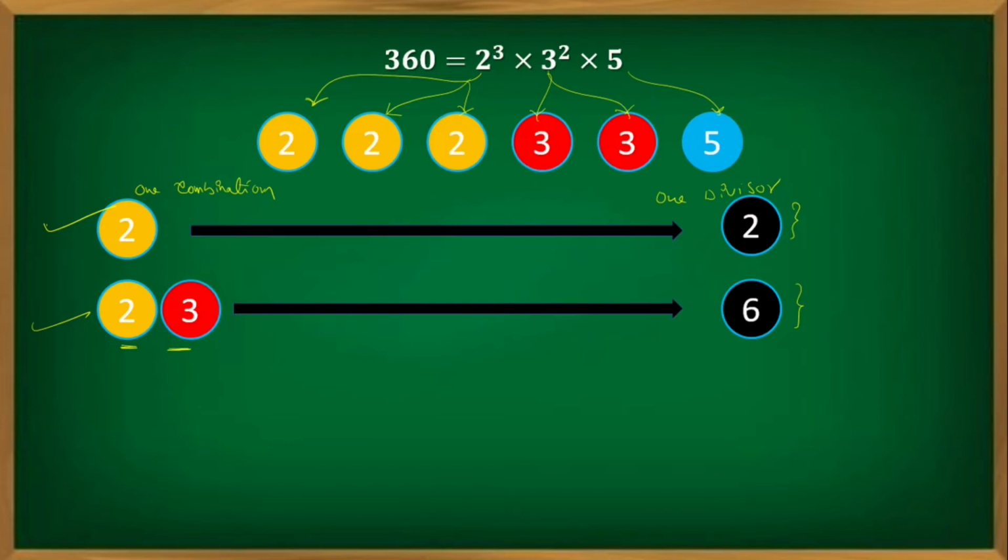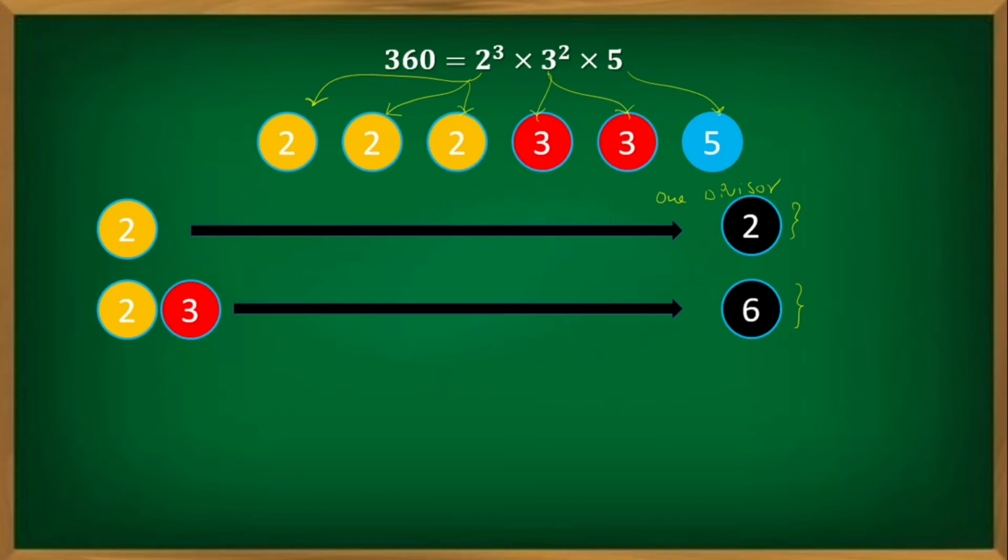So I got two combinations here, so I got two divisors. What is the meaning of this? One combination gives one divisor, means how many combinations are there? The question comes, how many combinations are there? Means using three identical yellow balls, two identical red balls, one different blue ball, using these six balls totally, how many combinations can be made?